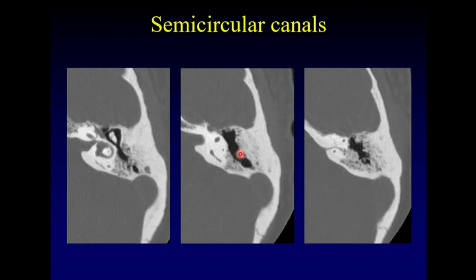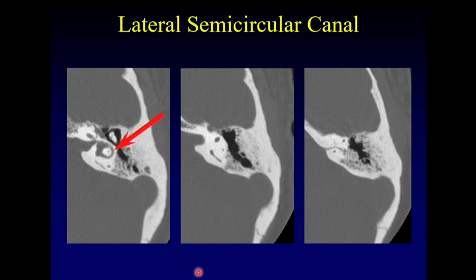Now turning towards our semicircular canals, we're back behind the internal auditory canal, and we orient ourselves by finding the vestibule first, and then finding the semicircular canals that come off of them. So the lateral semicircular canal is the easiest, right? It's like a ring, and this is like a signet ring where the vestibule is the stone and the curve of the ring is the lateral semicircular canal. Very easy to find on axial images.